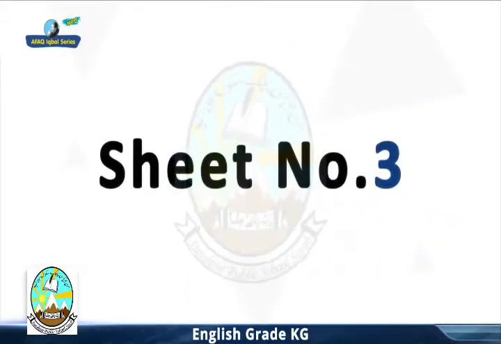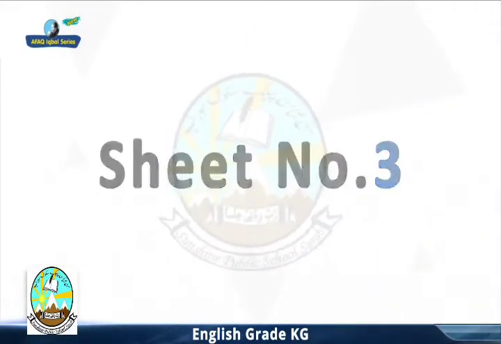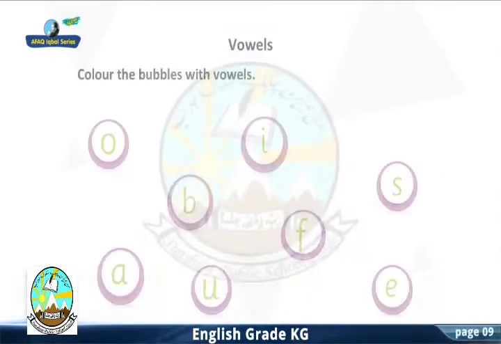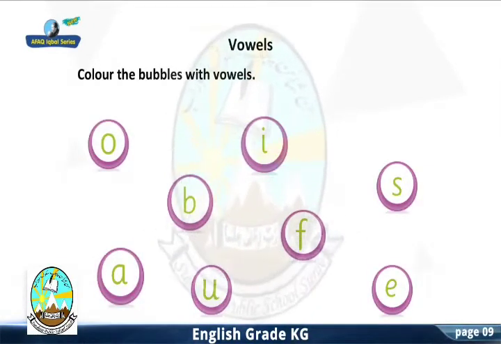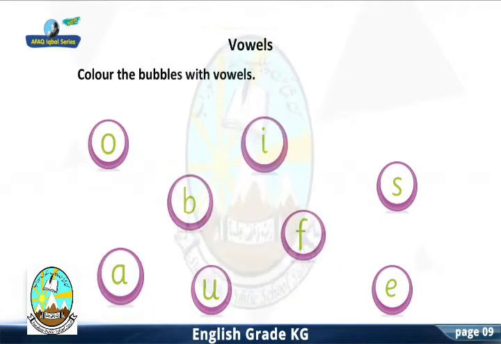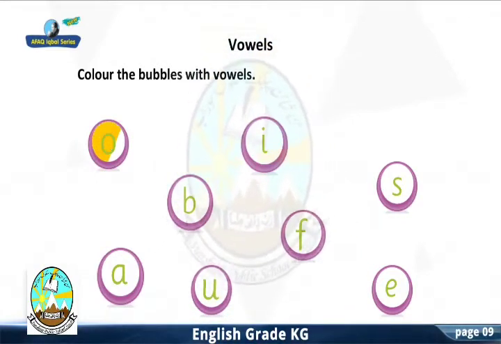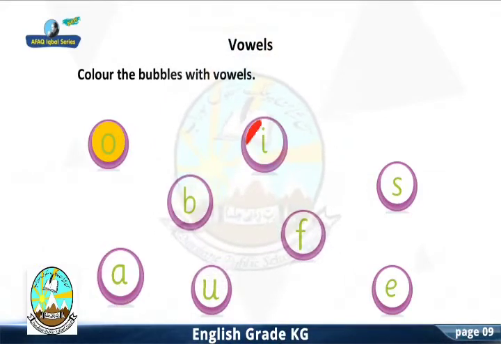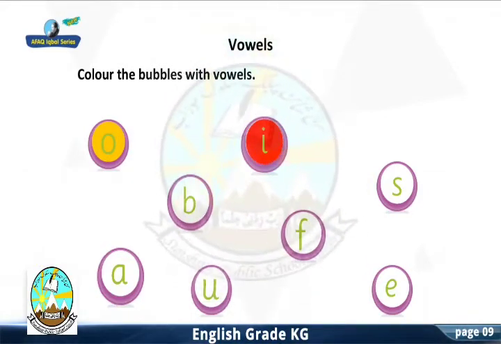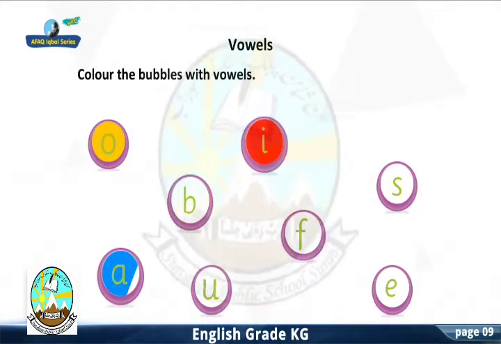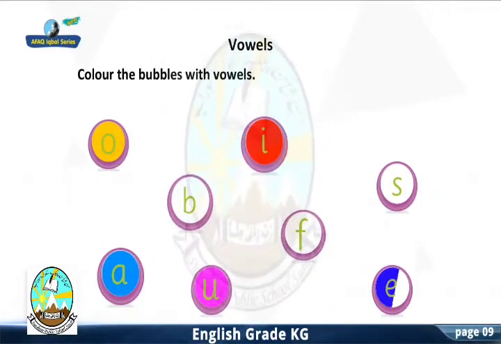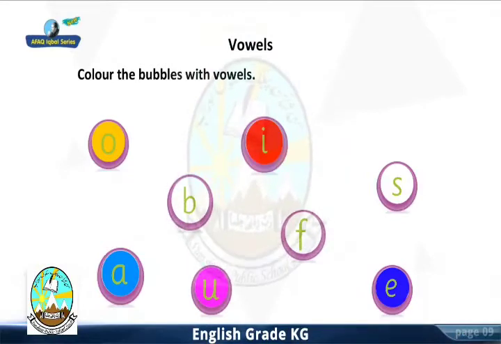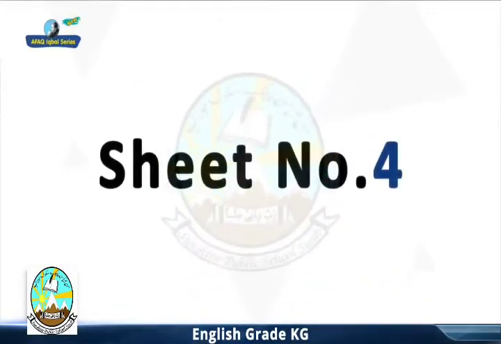Sheet number 3. Topic is vowels. Color the bubbles with vowels. O, I, A, U, E. Very good.